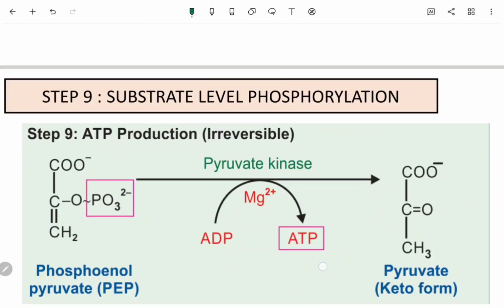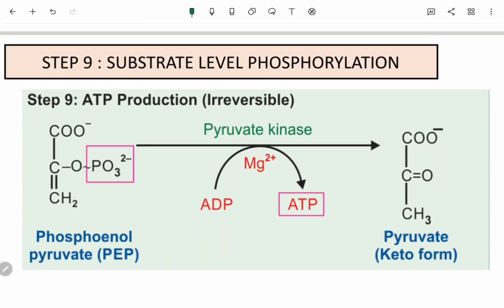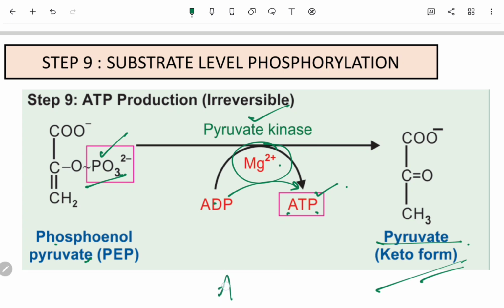Moving on to step number 9, it is again an example of substrate level phosphorylation, and here you can see there is production of ATP. The energy is trapped from the substrate compound and attached to ADP, which is converted to ATP. This step also requires magnesium. From phosphoenolpyruvate, with the help of the enzyme pyruvate kinase, pyruvate is formed. So this is step number 9. Till this particular step, it is aerobic glycolysis.